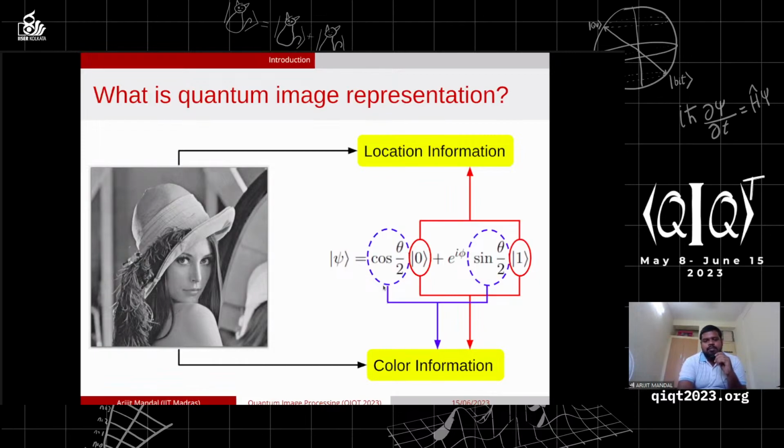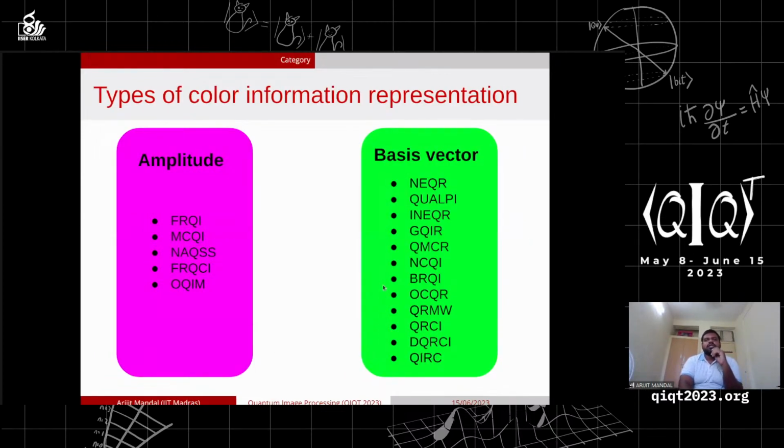Based on the type of representation of the color information, the proposed quantum image representation protocols can be classified roughly into two sections: one is pixel representation on amplitude, and the other is pixel representation on basis vectors. A few of the algorithms of each category are listed here.